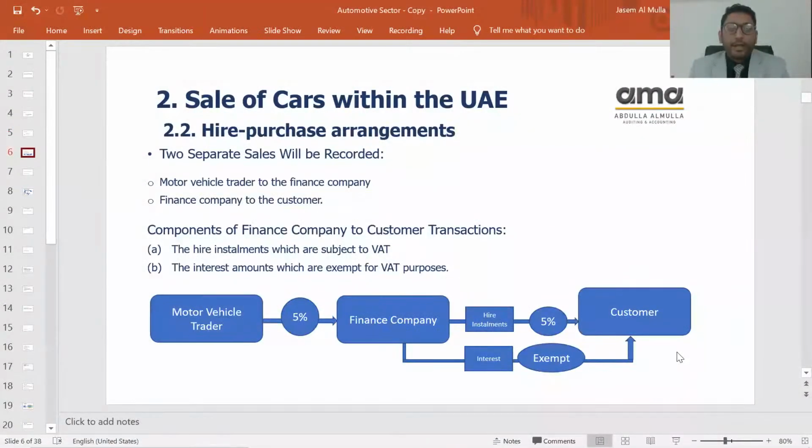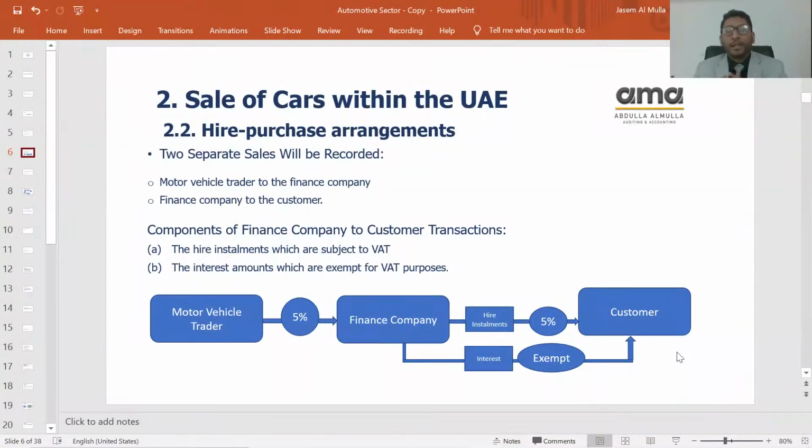The second one is the hire purchase agreement. There will be two types of transactions in a hire purchase agreement. The first one is the sale of the car from the motor vehicle trader to the finance company, and after that the finance company will sell the car to the customer.